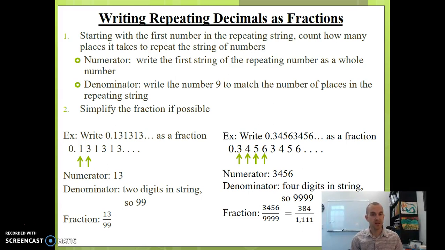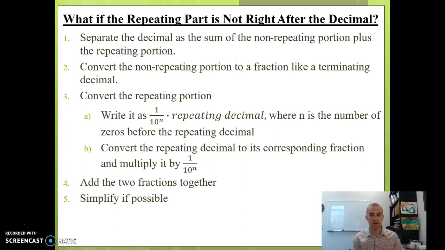Now, think back to that example we had a minute ago where we had 37/45, where we had the 8 and then the repeating 2. What do we do about trying to convert that into a fraction? So in other words, what if the repeating part's not right after that decimal? What we want to do is actually separate our decimal into the sum of first that non-repeating portion and then the repeating portion.